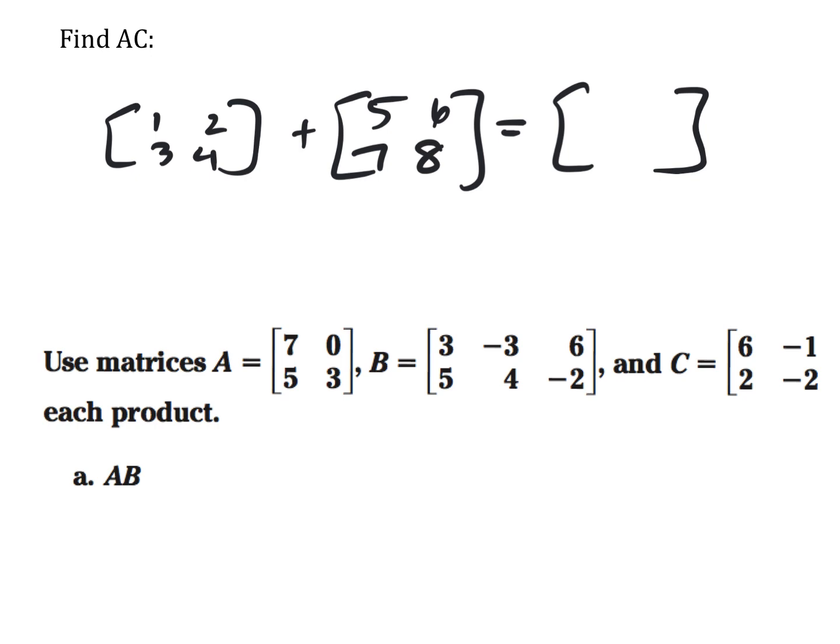Could we subtract them? Yeah. What would I get if I subtracted them? I can subtract them because they're the same size. -4, -4, -4. We agree that 1 minus 5 is -4 and 2 minus 6 is -4. Okay.